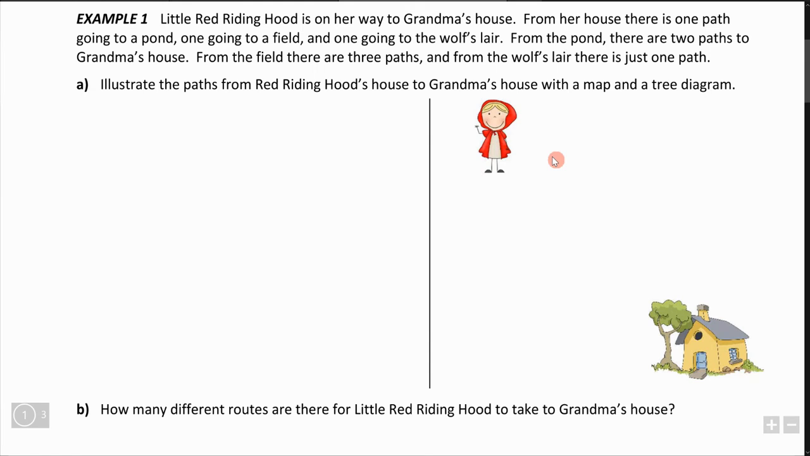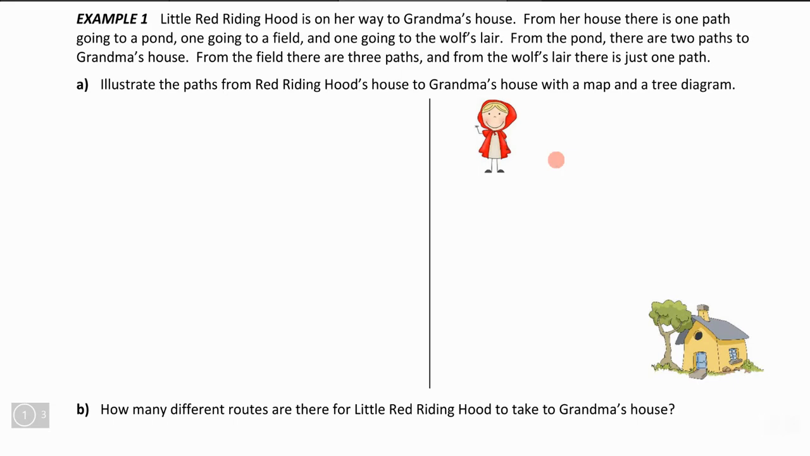So I'm going to first start with a tree diagram, and a tree diagram is a useful tool for keeping track of all the possibilities in a situation. Especially in a situation where events happen in a particular order. Okay, and I'm going to just show you how such a structure can be used to count the number of different ways for Red Riding Hood to go from her house to Grandma's house.